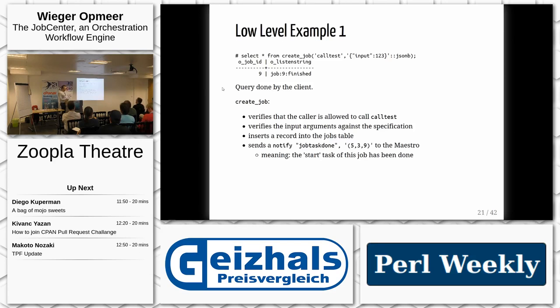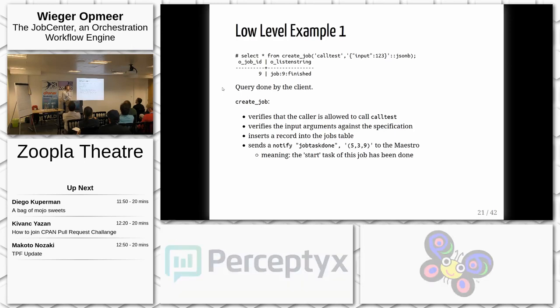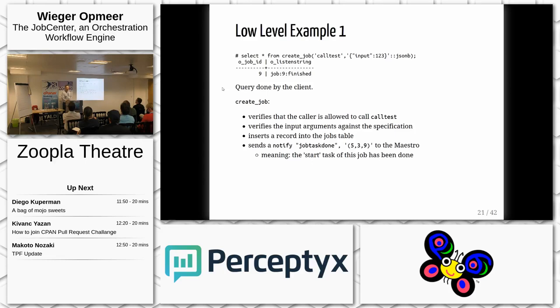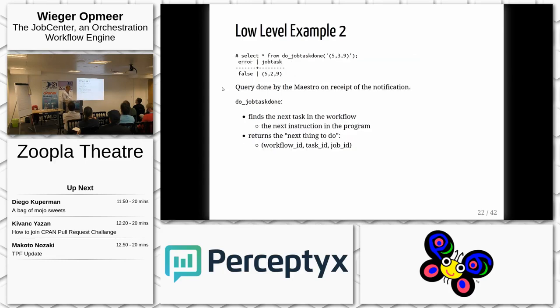Create job verifies that you are allowed to call that, verifies the input arguments against the JSON schemas, and then inserts a job record and sends a notification to the maestro: hey, there's a new job. What the maestro does then is say, hey, we need to find out what's next. A job has started. What's the next thing to do?